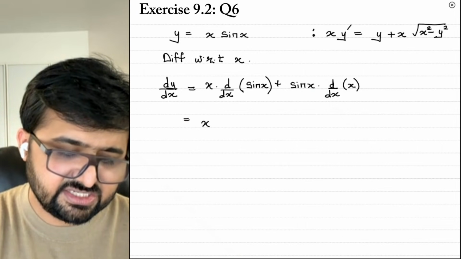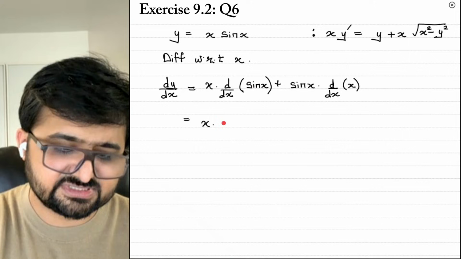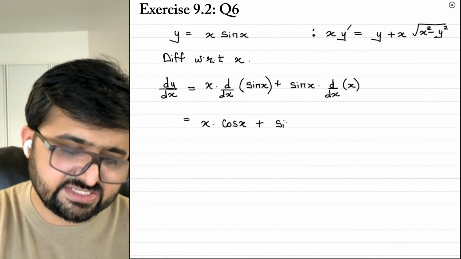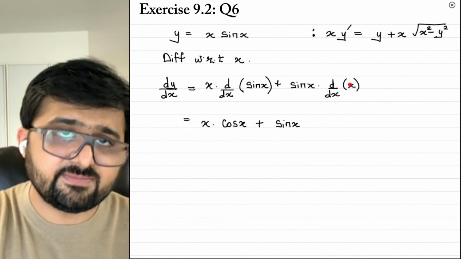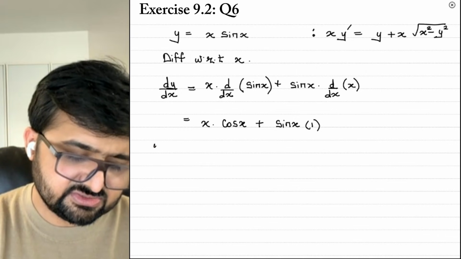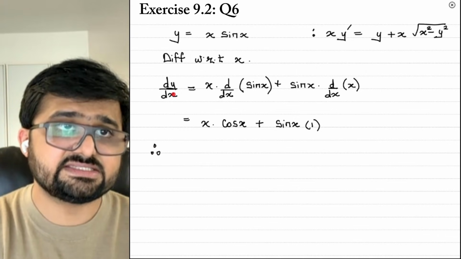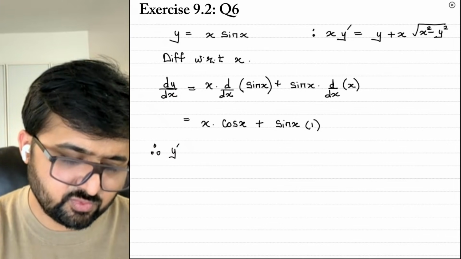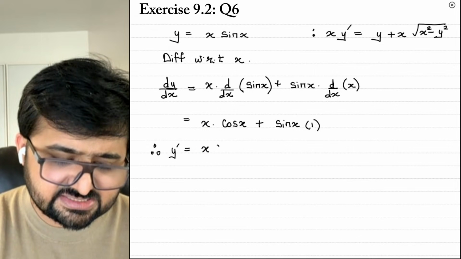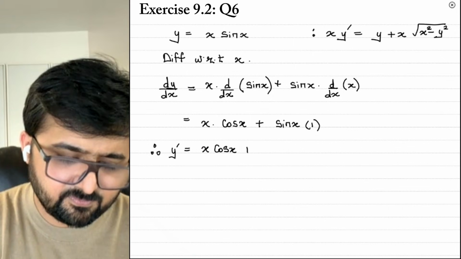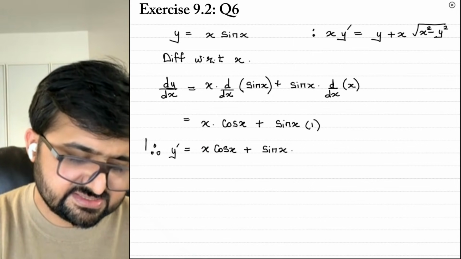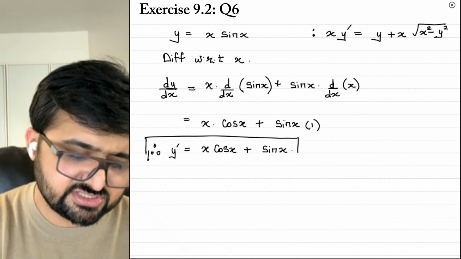Okay, therefore we get x times d by dx of sine x, which is cos x, plus sine x times d by dx of x. So the derivative of x with respect to x is 1. Therefore dy by dx on the left hand side is nothing but y dash. So we get y dash as x times cos x plus sine x. That is our y dash that we have so far.